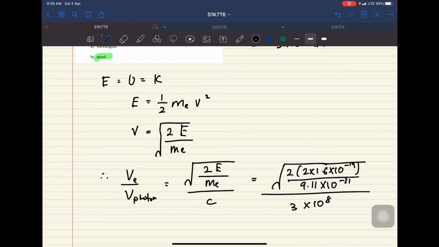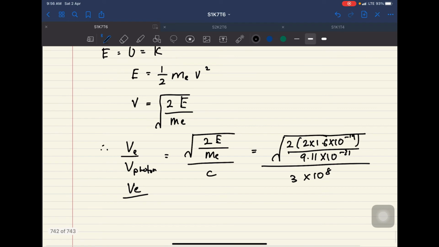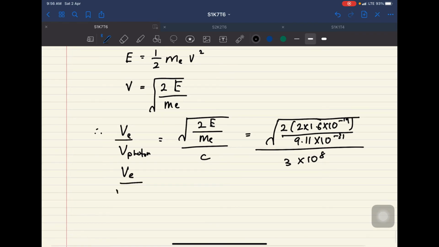I try to solve this one. Okay, so I will get 2.794. So the ratio of electron velocity over photon velocity actually equals 2.79 times 10 to the power of negative 3. Okay, again, there's no unit.